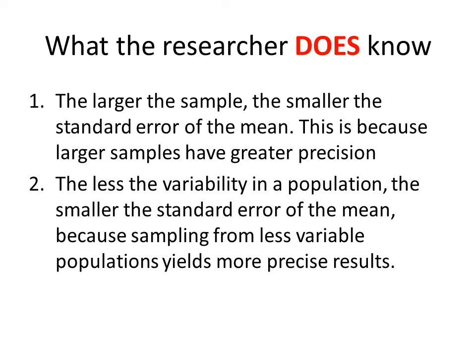What they do know is that the larger the sample, the smaller the standard error of the mean, because larger samples have greater precision, and the less the variability in a population, the smaller the standard error of the mean, because sampling from less variable populations yields more precise results. If you are still confused about some of this, please go back and review section 18 to review the relationship between sample size and precision, and the relationship between variability and precision.